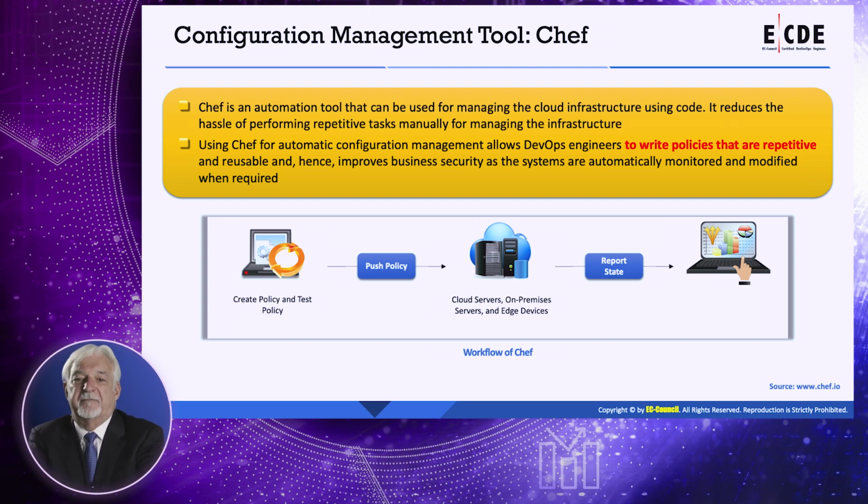Using Chef for automatic configuration management allows DevOps engineers to write policies that are repetitive and reusable, and hence improves the business security of the systems by automatically monitoring and modifying them when required. So basically with Chef, you create a policy and a test policy, and you push it out to the cloud servers, on-prem servers, and edge devices. And once that policy is pushed out, you get a report back of what it looks like.